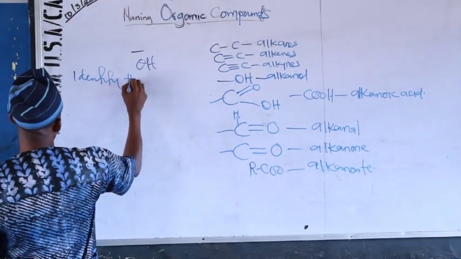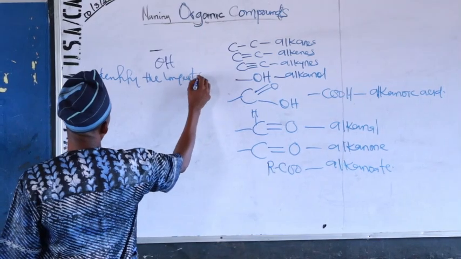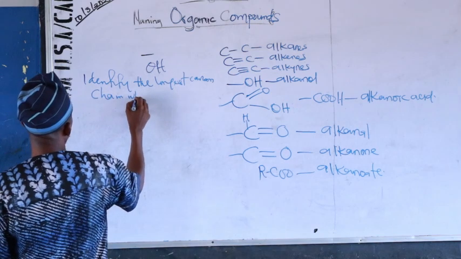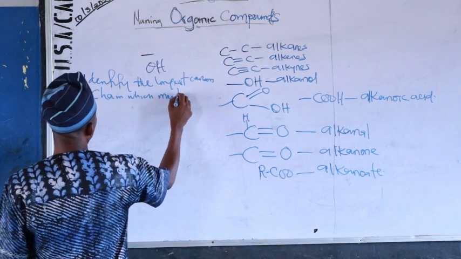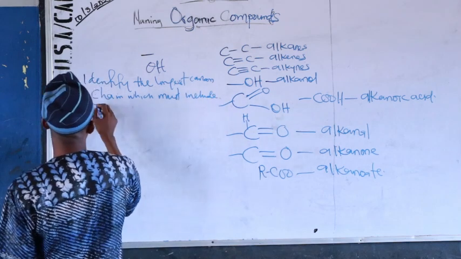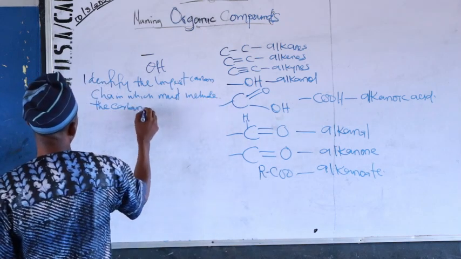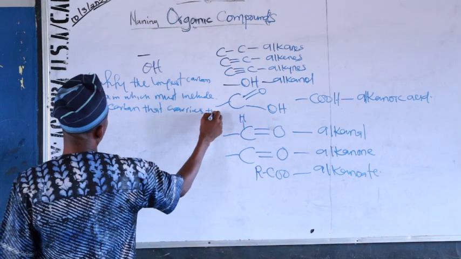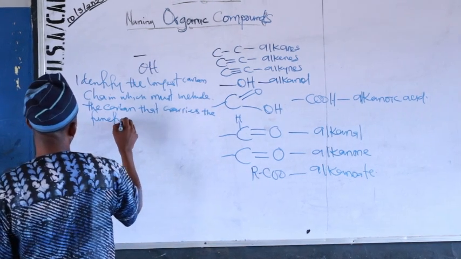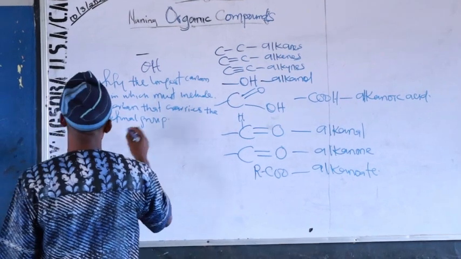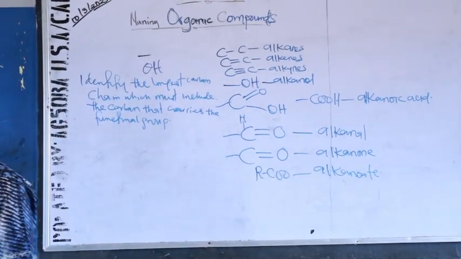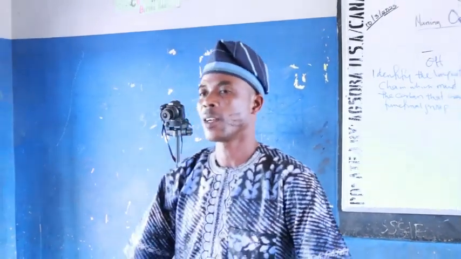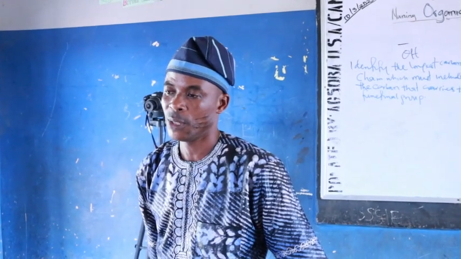Identify the longest carbon chain, which must include the carbon that carries the functional group. So the carbon that has the functional group must be counted above the longest chain you want to count.